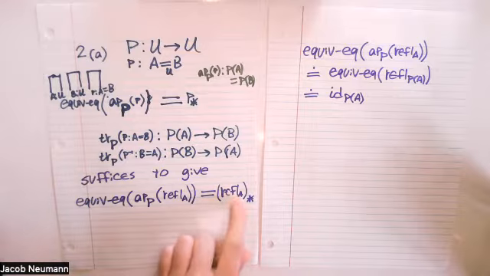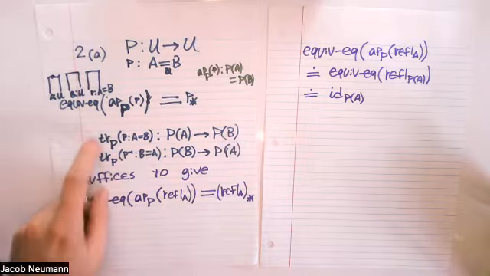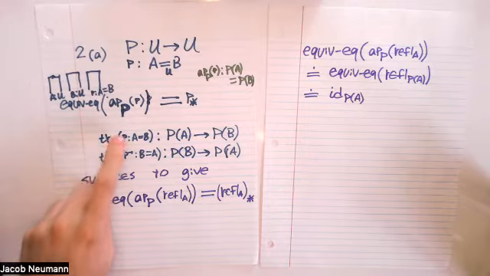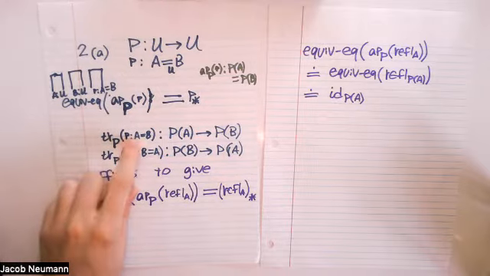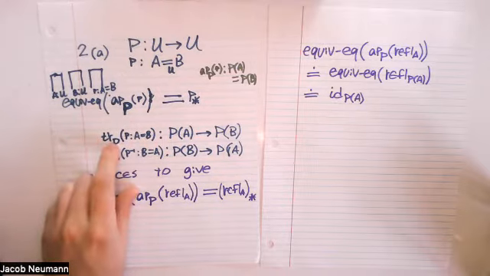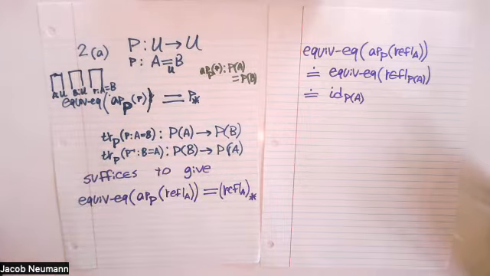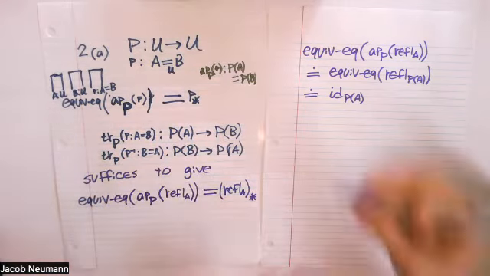So refl A star, that's the forward direction of this equivalence. It's the transport along P of refl. And again, transport is defined by path induction. So transport of refl needs to go, refl is A equals A, and so transport of P on refl needs to go from P of A to P of A. And so transport of refl is going to be the identity function on P of A.